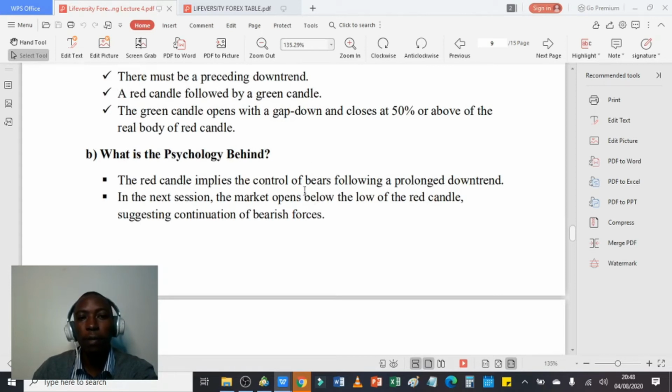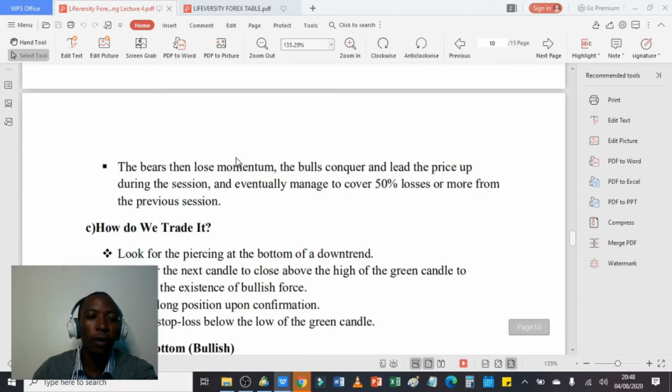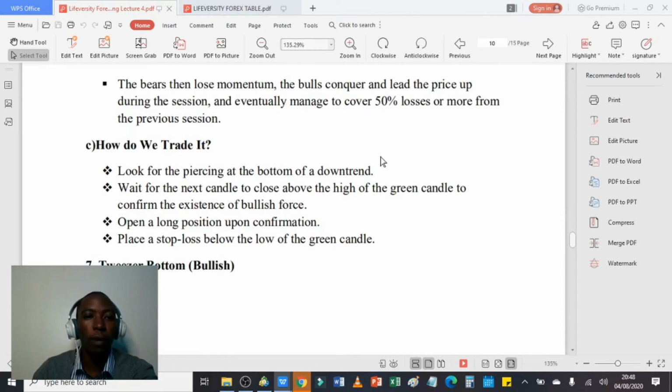What is the psychology behind it? The red candle implies the control of bears following a prolonged downtrend. In the next session, the market opens below the low of the red candle, suggesting continuation of bearish forces. The bears then lose momentum. The bulls conquer and lead the price up during the session and eventually manage to cover 50% of the losses or more from the previous session.